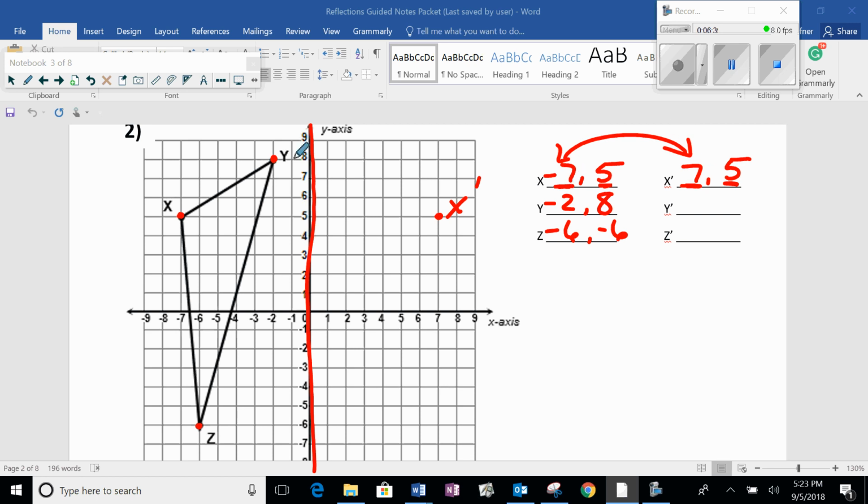So now let's go to Y. The point Y was 2 units to the left, so I'm going to do 2 units to the right and write Y prime. That becomes (2, 8). Again, the y value stayed the same, but the x value changed signs. And for Z, that was 6 units to the left, so I have to go 6 units to the right, is Z prime. And that point is (6, -6).